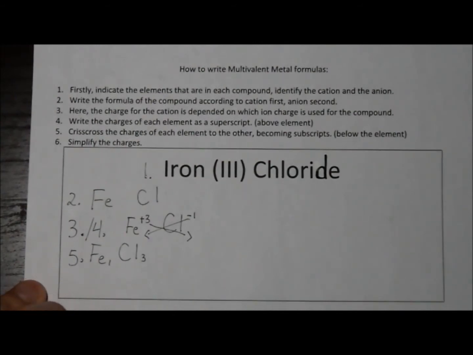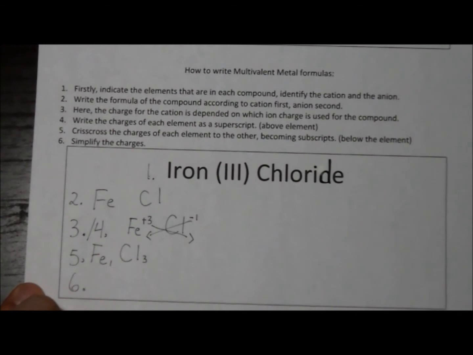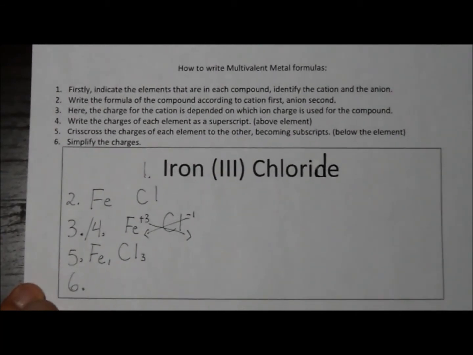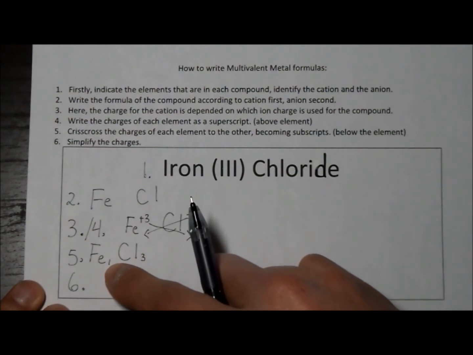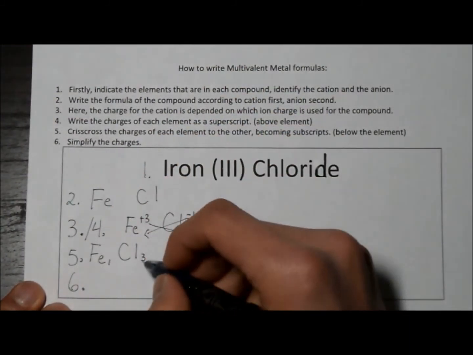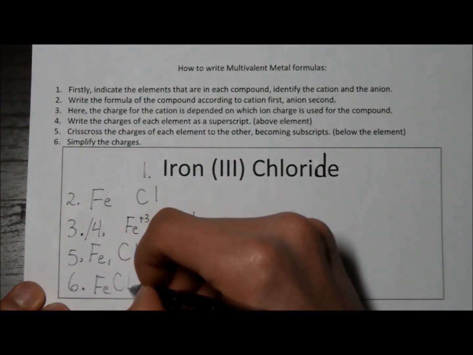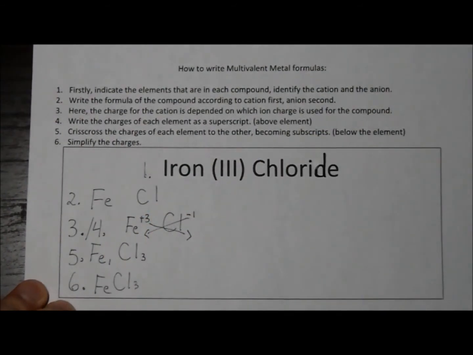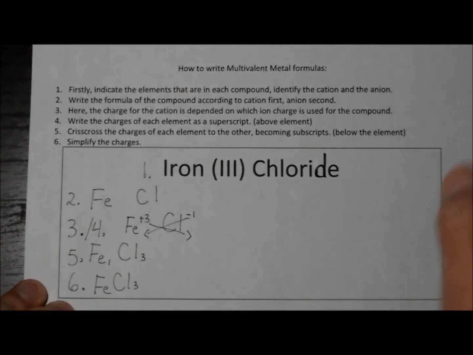And the last step, step 6, is to just simplify. We can leave the 1 for iron, however it is not needed. So we're going to get rid of that 1 and the 3 stays the same. So we have FeCl3. And that is the multivalent metal formula for iron(III) chloride, and that is how you write multivalent metal formulas.